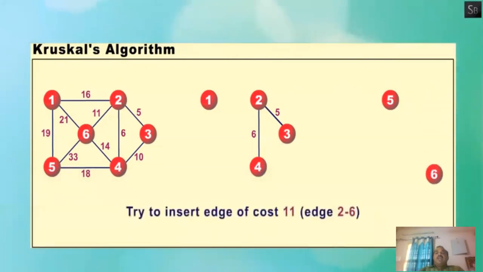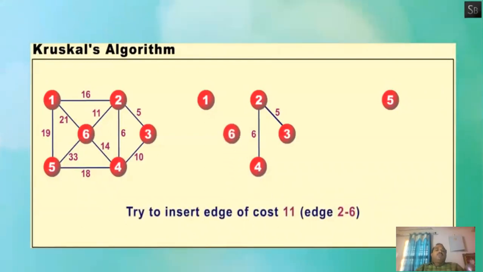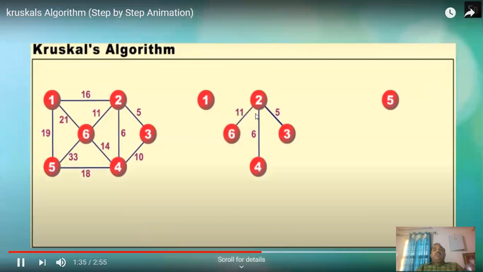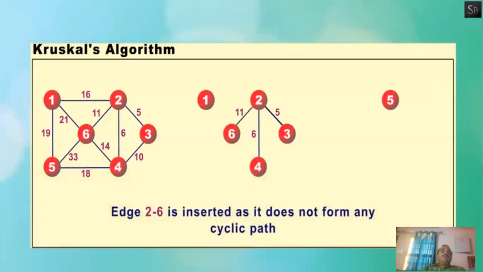Next one, try to insert the edge of cost 11. Cost 11. So 11 equal to 6. Okay, then there is no cyclic form. It created an edge. Leaf node of the 2. Next one.